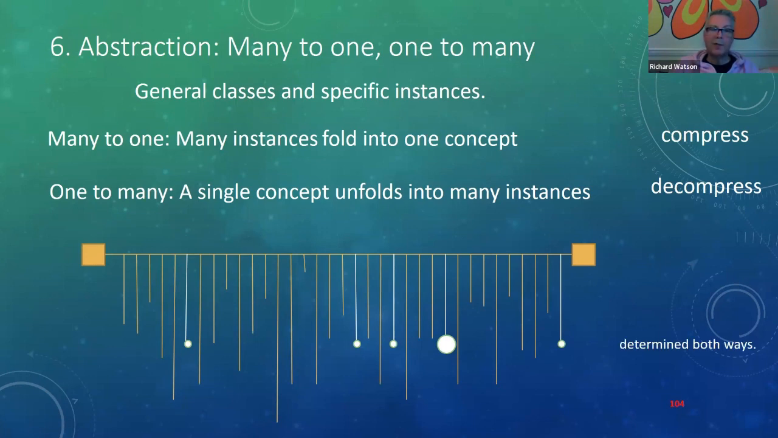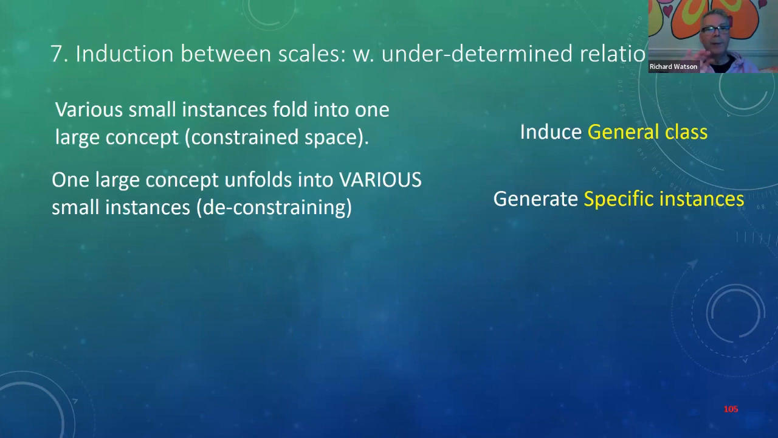That works both ways. But the relationship shouldn't be one-to-one. There should be an underdetermination, that there are various small instances that fold into one large concept, into the constrained space. You induce a general class, and one large concept unfolds into various small instances, deconstraining into various variants or specific instances.